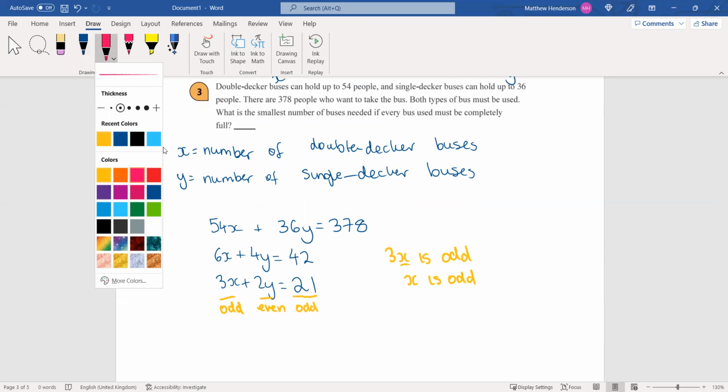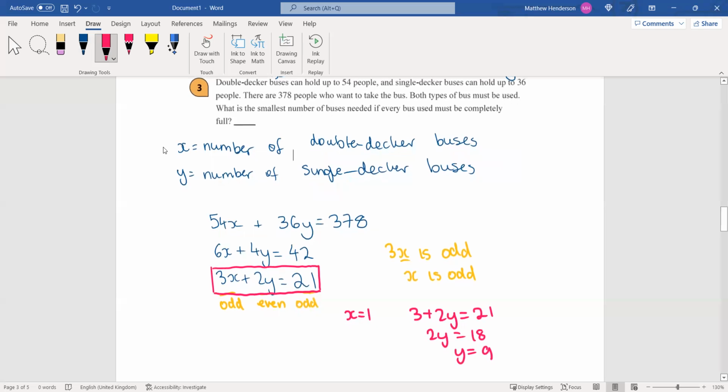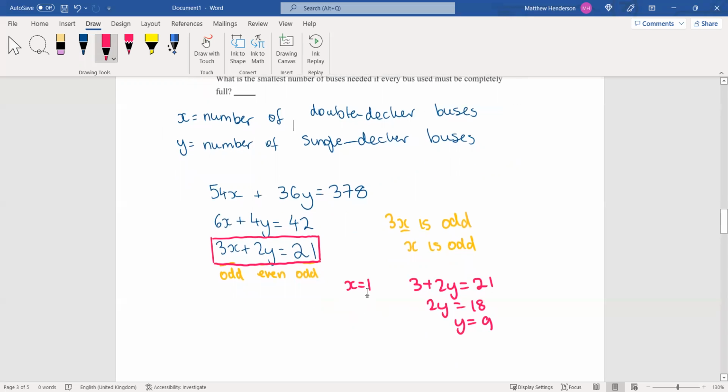So we can start out by listing some of the odd multiples of X, starting with X equals 1. And we can substitute into our simplified equation over here, which would give us 3 plus 2Y is equal to 21, which of course tells us that 2Y equals 18 and Y is equal to 9. So we found one solution, but remember this question asks us for the smallest number of buses. So we should carry on and find the next solution.